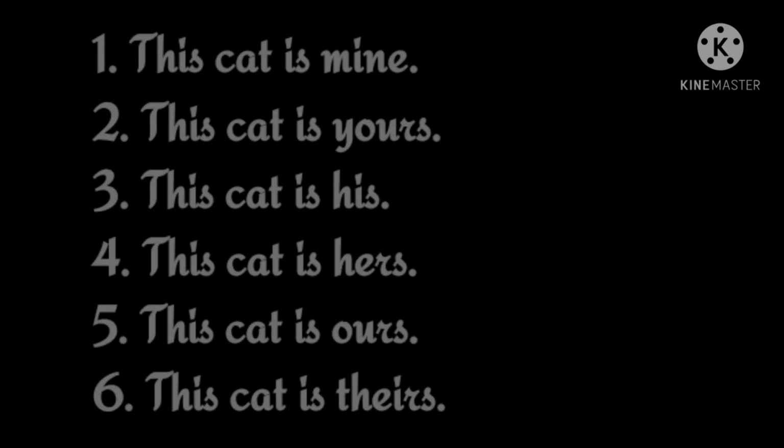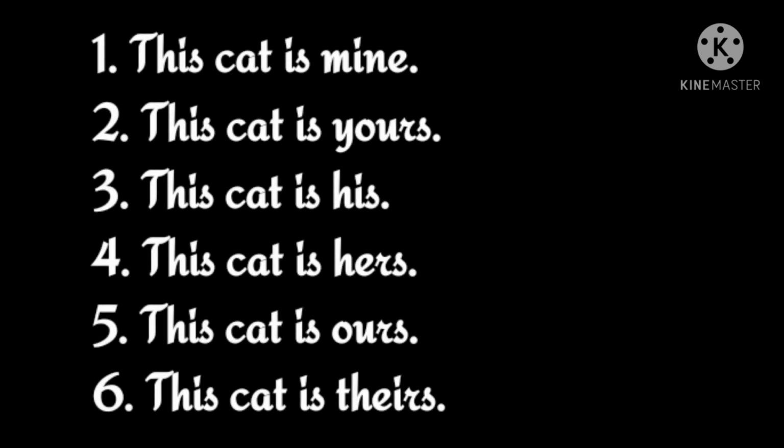Look at these examples. This cat is mine. This cat is yours. This cat is his. This cat is hers. This cat is ours. This cat is theirs. So, my dear children, here mine, yours, his, hers, ours, theirs, these words are showing the ownership of the cat. Who is the owner of the cat? Okay, so these words are possessive pronouns. So I hope you are clear with possessive pronouns.